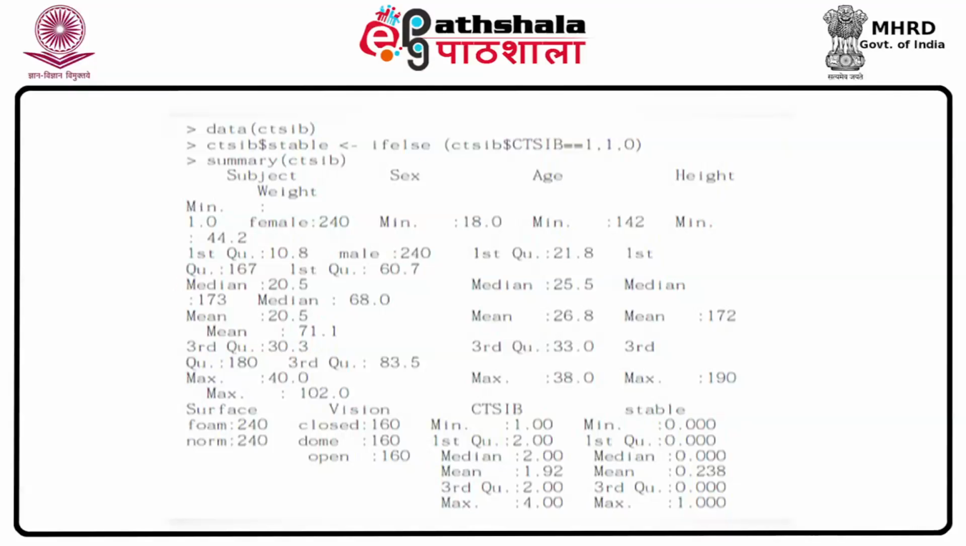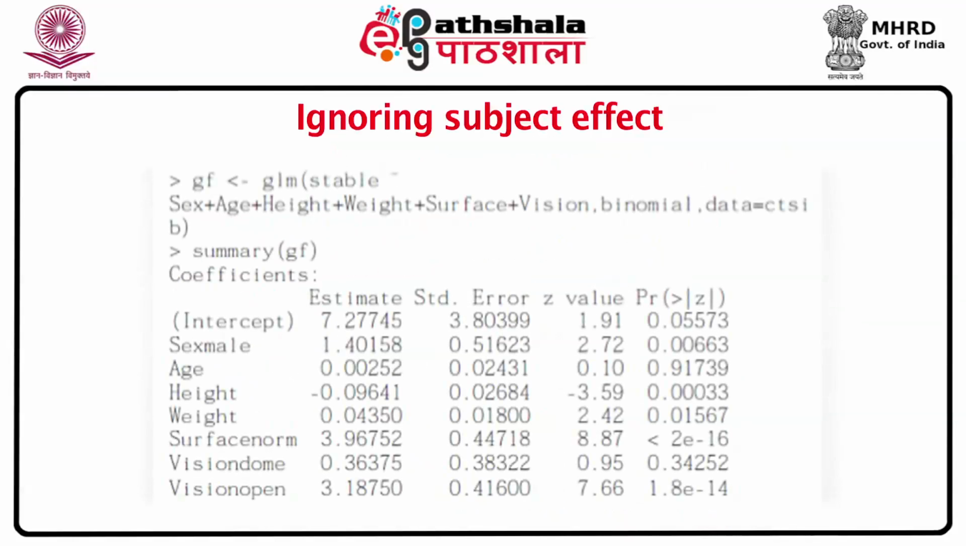So this is what I have done by creating the variable stable and including it in the dataset CTSIB, which contains this data. Summary CTSIB will give me a summary for each of the variables. To begin with, I could perform a very naive analysis where I simply ignore the subject effect. Now this we know can be done using the GLM function.